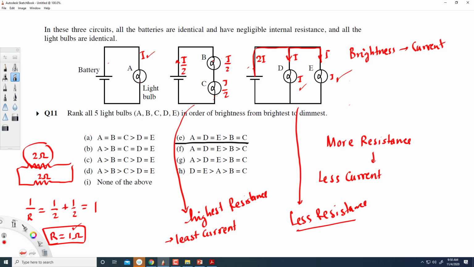Okay, so ranking: A will be equally bright as D and E, because they have the same current, and those would be brighter than B and C, but B and C are equally bright. Okay, that's the ranking, which is A, D, E, B, C. Yes, so you're right. So that's E. Okay, so E is the right answer. A, D, E, B, C. Yes.